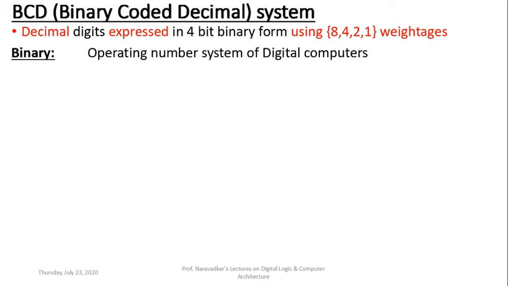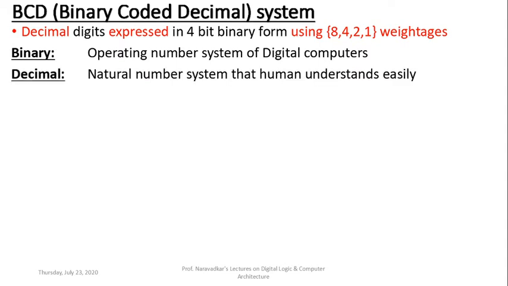Now what is the advantage of the binary number system here? The binary number system is the operating number system of a digital computer. It means the computer works on the binary number system, but that binary number system is somewhat difficult for a human being to understand. On the other hand, decimal is a natural number system that humans understand easily, but the decimal number system is not used inside digital computers.